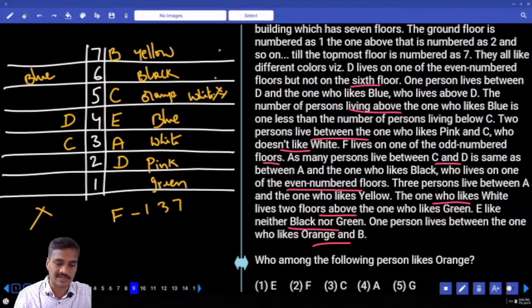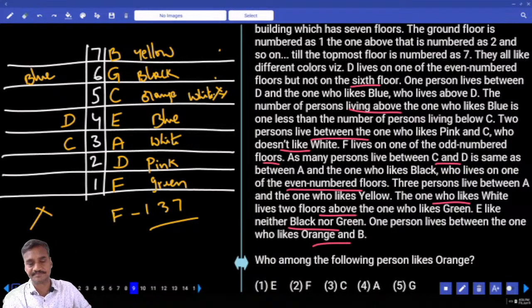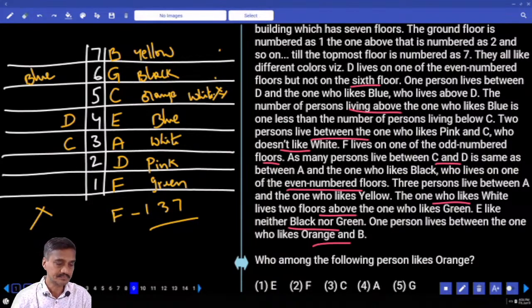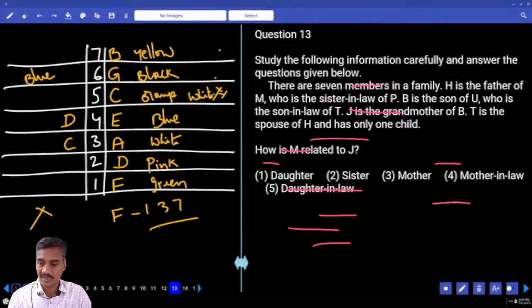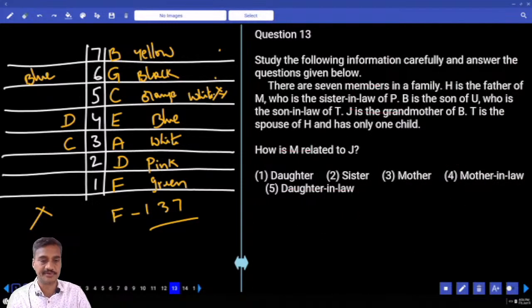Now we are left with the remaining. F lives on an odd number floor, and out of which F cannot be on the 6th floor, F is on the ground floor, 1st floor. If F is here, the person G is left over on the 6th floor. Clear? Now 9 to 12. The next one, 13 to 15.